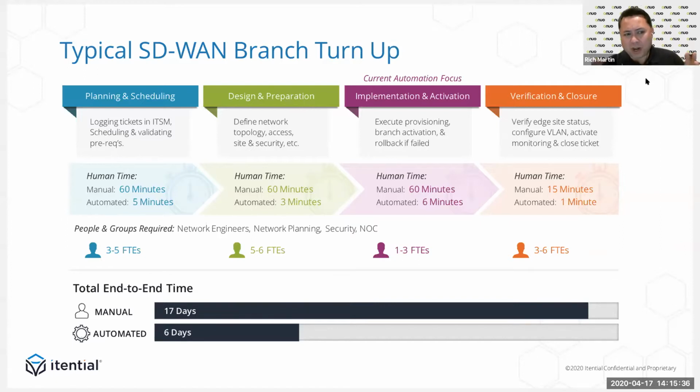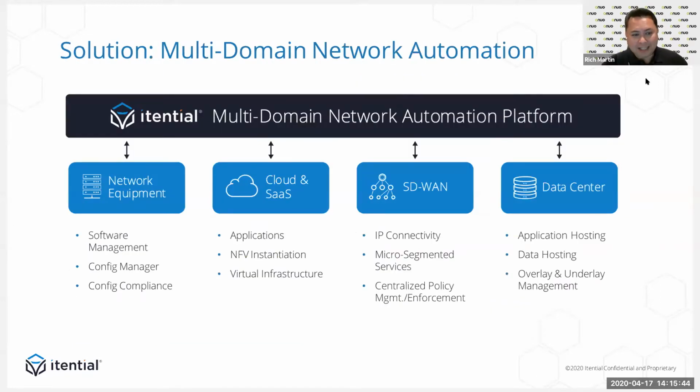And so one of the things that we've been able to do with our customers is help them automate across that. And so what you really need is a solution that can attend to not only the multiple domains within networking, but also domains outside of that. And so that's what Itential is. Itential is a multi-domain network automation platform.